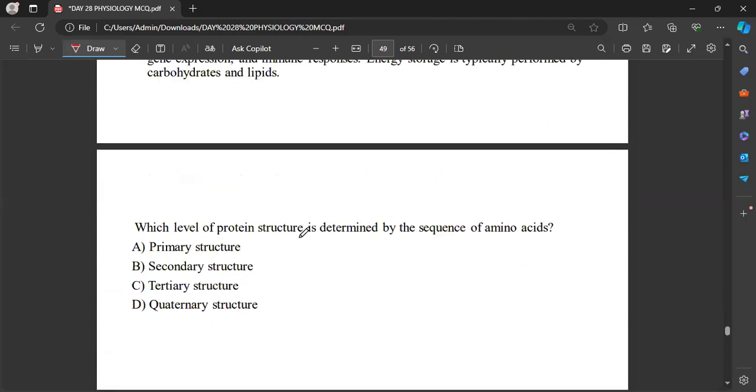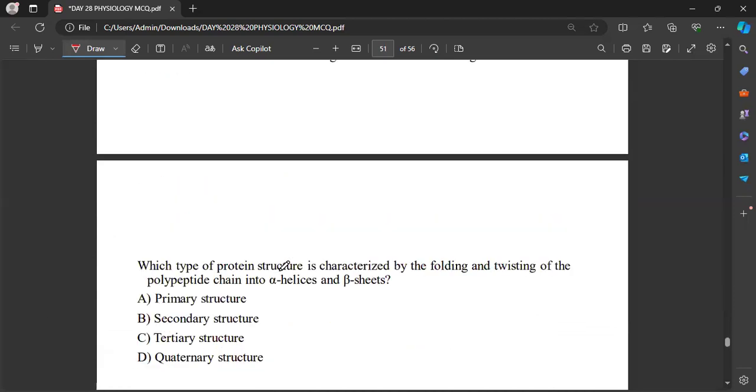Now, which level of protein structure is determined by the sequence of amino acids? Here, we can say only the sequence of amino acids and not any other. And that will be the primary structure, no doubt in that.